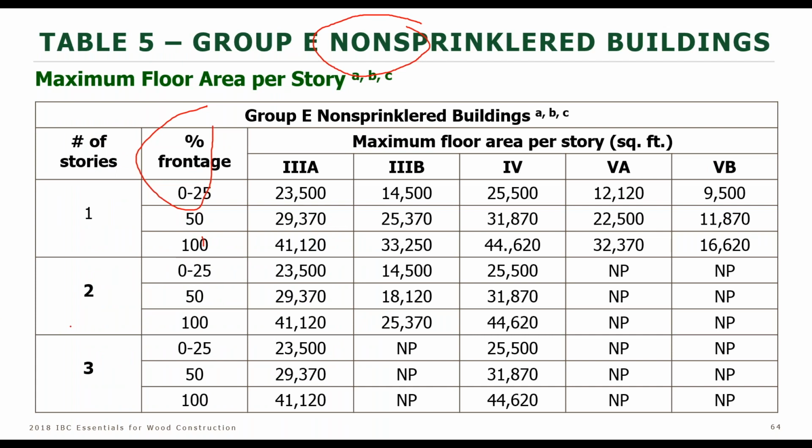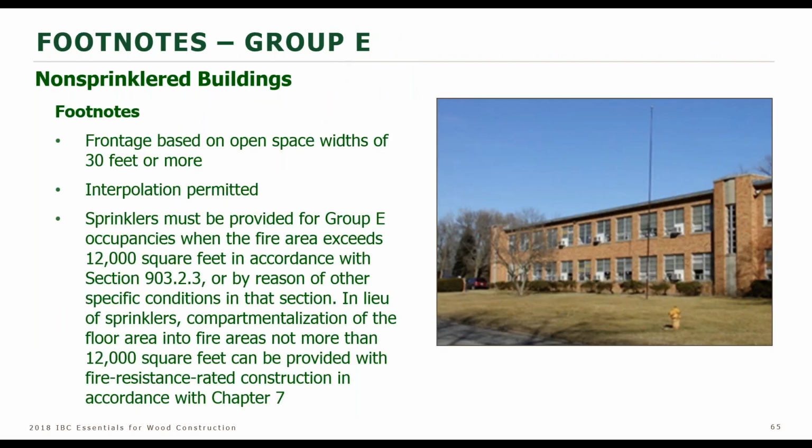Sorry, I can't find my cursor here. Here it is. What you're looking at here is these figures out of the table are allowable area per story. Okay, it says right up here, per story, not per building, but per story. Now, I'll just point out that the footnotes to these tables give you the basis of the tables.